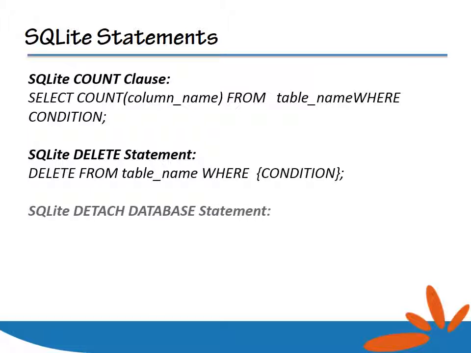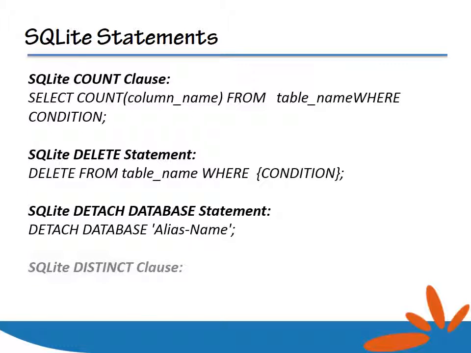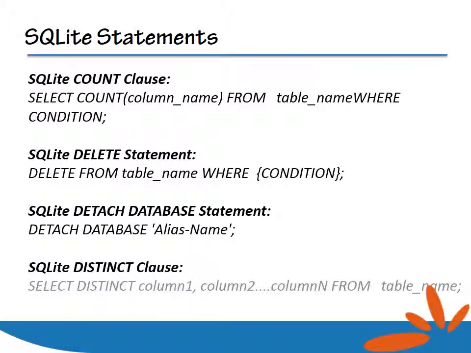The next one is the SQLite DELETE statement. The code is DELETE FROM, specify the table name, WHERE, specify the condition. But be careful in managing the delete. Running the delete command without a condition literally deletes all the rows.